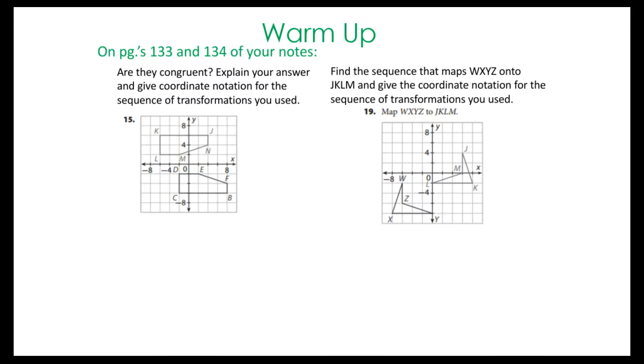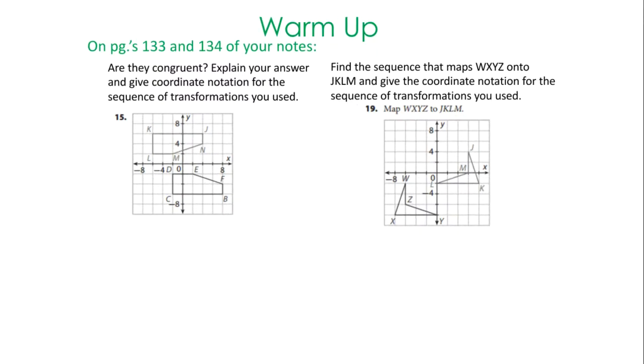So it looks like for number 15, they are congruent. And the observation here is it looks like there's a reflection and a translation. The interesting thing here is because they didn't tell us which way to map it, they didn't tell us which was the pre-image and which was the image, right? There's no primes or anything. For that reason, we can actually decide how we want to do things.